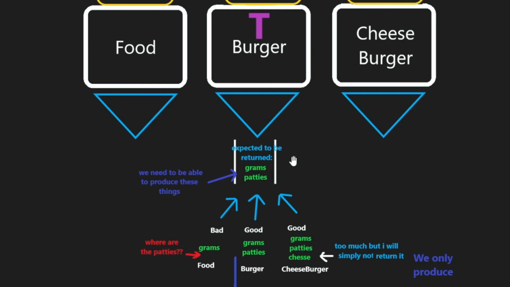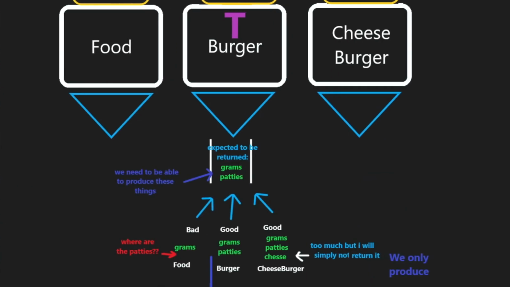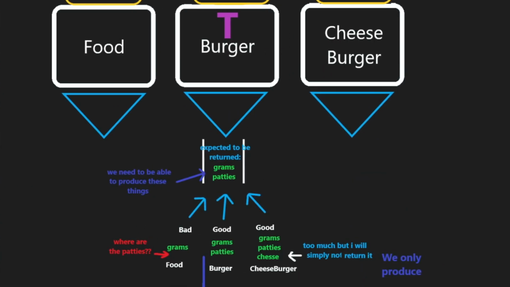We promise to produce this type. We need to be able to supply all the things that this class has. So a burger has grams and patties, so we have to be able to supply grams and patties. Like over here, it expected a food, but what it actually expected were the properties or the methods that food has inside. So only subtypes will have all the properties and methods that the type has, because the burger will definitely have grams and patties, and then a cheeseburger will have grams and patties, but maybe other properties, but it doesn't matter because the important thing is that we need to supply the grams and patties. We don't even need to touch the cheese.